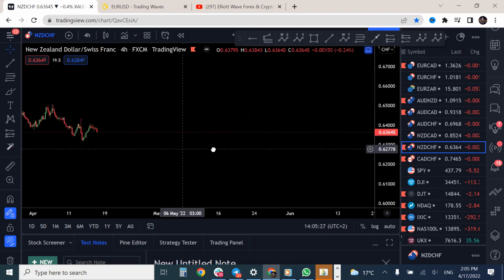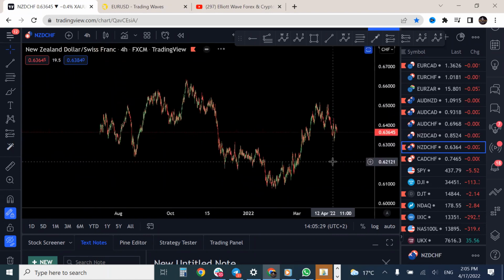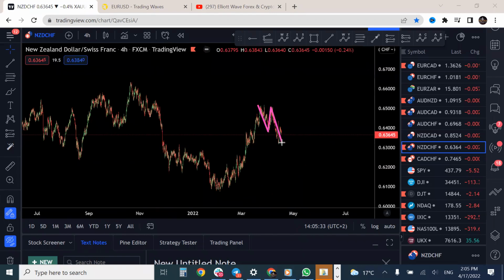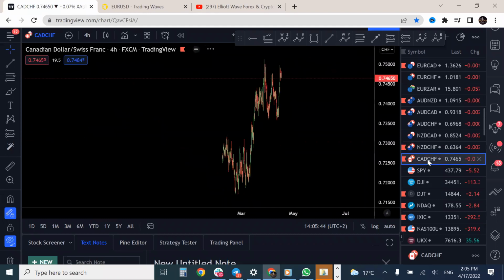Okay, now this is New Zealand CHF. Let's have a look at New Zealand CHF. This is a 3-wave pullback. Very likely that in the week, we're going to start seeing upside here on New Zealand CHF, especially after this impulsive move. Pullback, we can start seeing a move to the upside, but we'll keep an eye on that one.